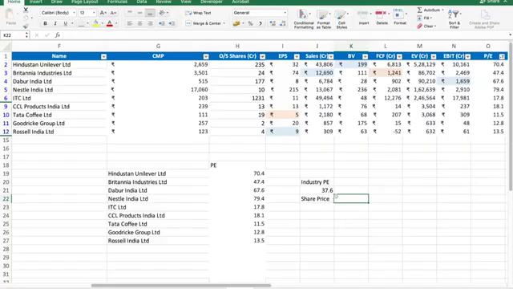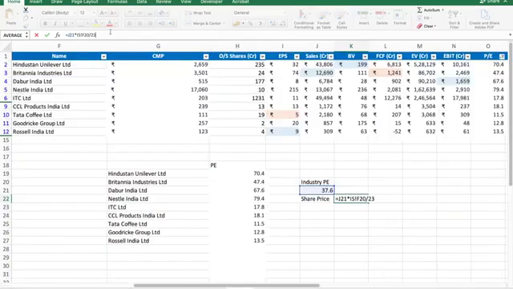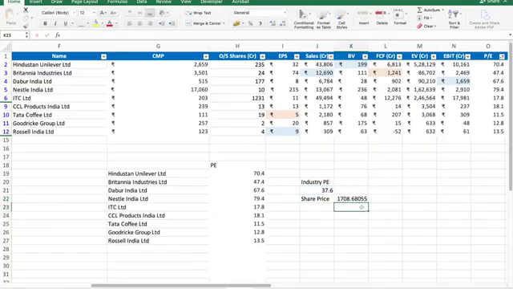So if I want to know the share price, what I'll do is take the industry PE and multiply it with the EPS of my company. So how do I get the EPS? I need to go to my income statement. This is the current net income, so I'll take this and divide it by 235, because that is the number of shares outstanding. So the share price comes out to be 1708.